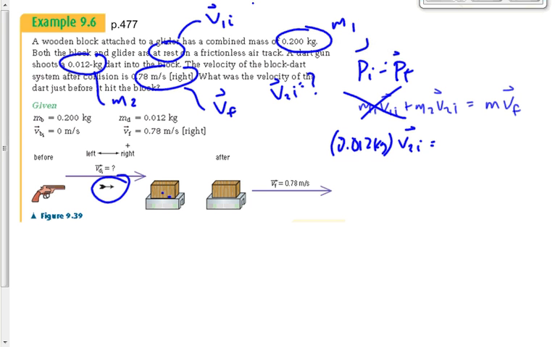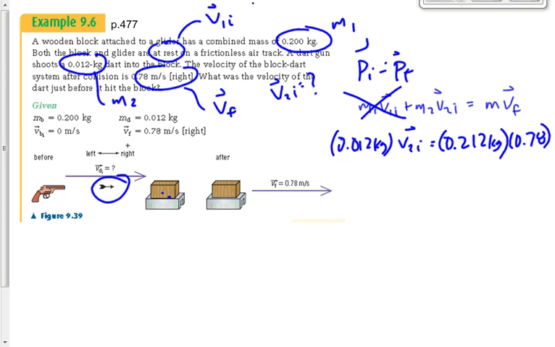What M do we use here for mass? What is it? 0.212, both the masses combined. Yeah, 0.212, which is both of the masses combined. They stick together. It's one object now, one object that has a mass of 0.212. VF, we're told, is 0.78.